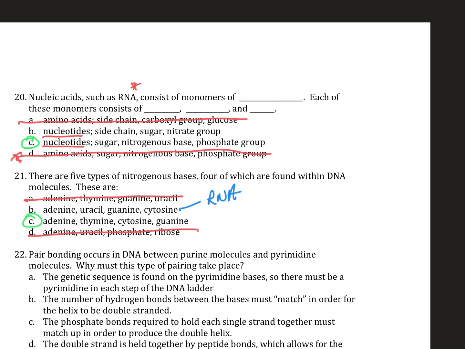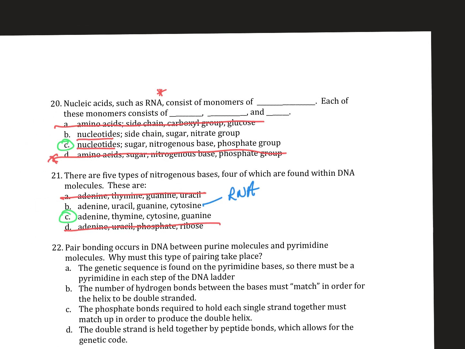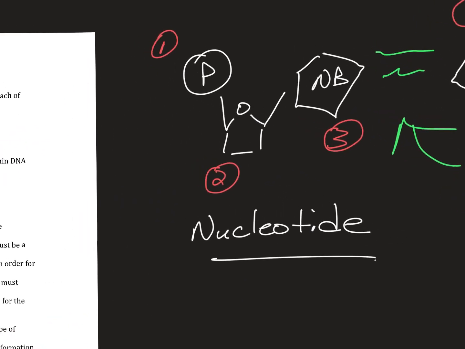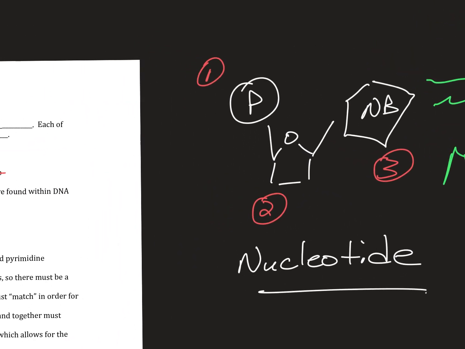All right, so nucleic acids such as RNA consist of monomers of something. What are the monomers of nucleic acids? Nucleotides. That's right, they look like this. Remember I said they're made of 3 things. They're made of phosphate, and I drew it in a circle. I said from now on you're going to see a circle with a P in it. That's phosphate. You're going to see some kind of sugar. If it's an RNA, it'll be ribose. If it's DNA, it's deoxyribose.